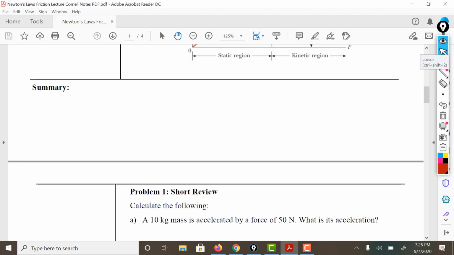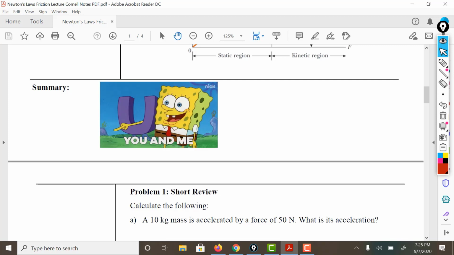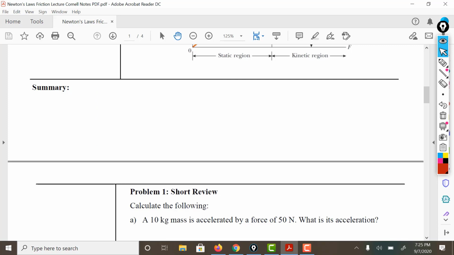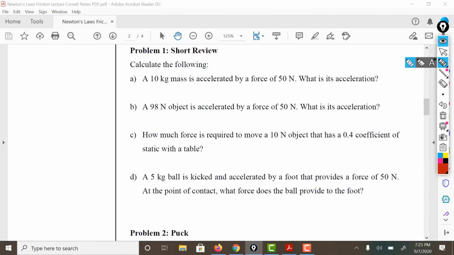Take a moment to summarize. Explain the difference between static and kinetic friction, and explain the difference between friction and a coefficient of friction. We'll do a quick review here.